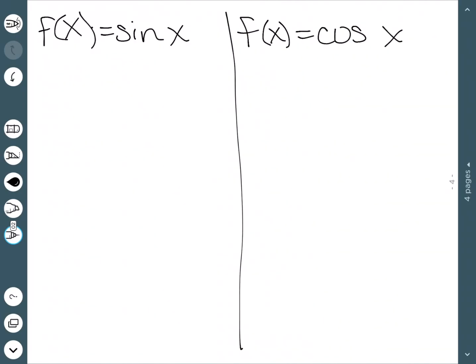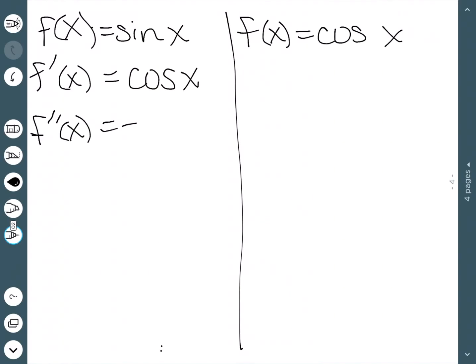Now let's consider sine and cosine. If I take the derivative of sine, we know that it is cosine. And we know that the derivative of cosine is negative sine. So now I have my second derivative. Let's go ahead and continue and do a third derivative here. The derivative of sine is cosine, and then I have this negative sign out front, so negative cosine.